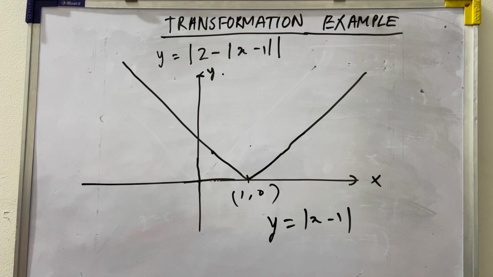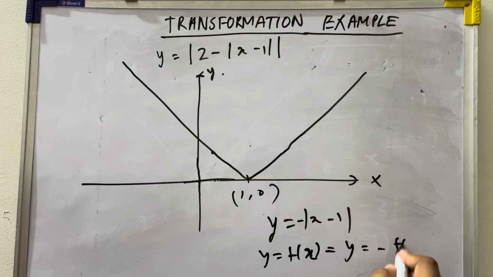Now let us draw the graph of y is equal to -|x - 1|. What is -|x - 1|? y is equal to f(x) transforms to y is equal to -f(x), right guys?